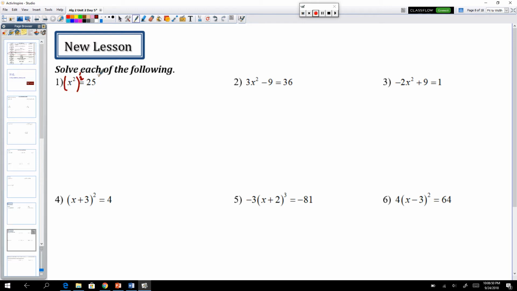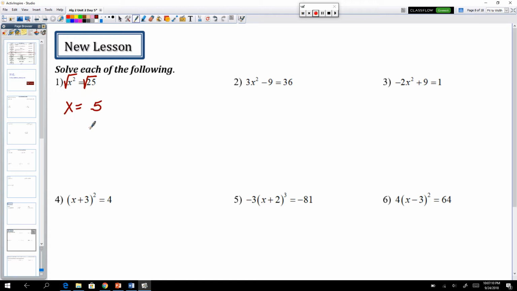And the same thing would happen over here. We would raise 25 to the 1/2 power. Now, the other way to do that, of course, is to take the square root of both sides, right? Because being raised to the 1/2 power is the same thing as taking the square root. So when we do that, we end up with, of course, x equals 5.